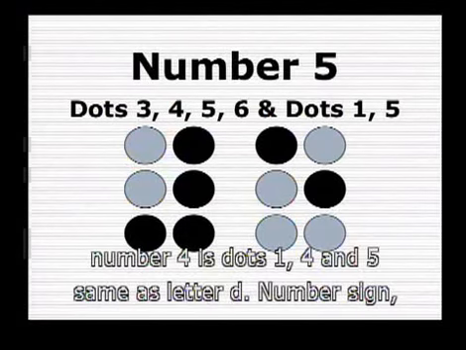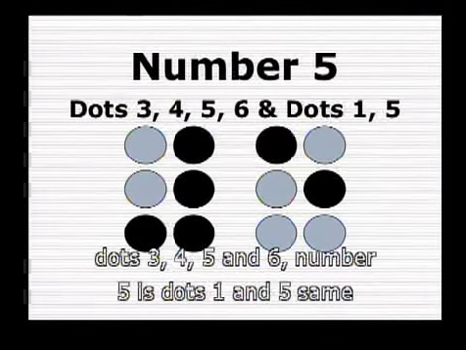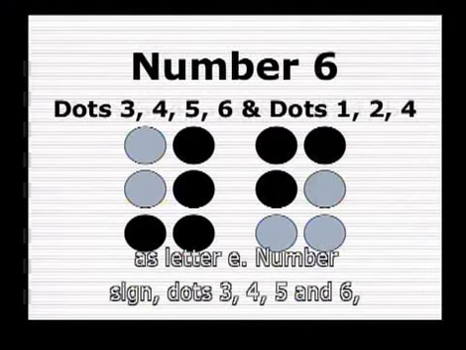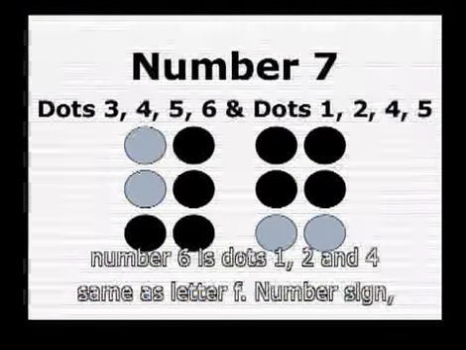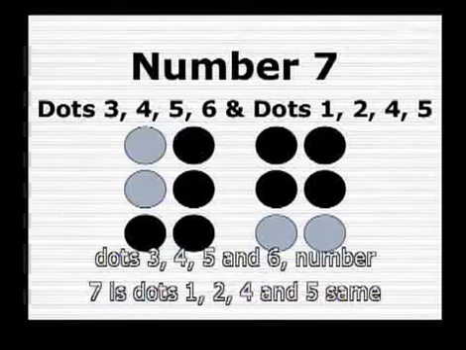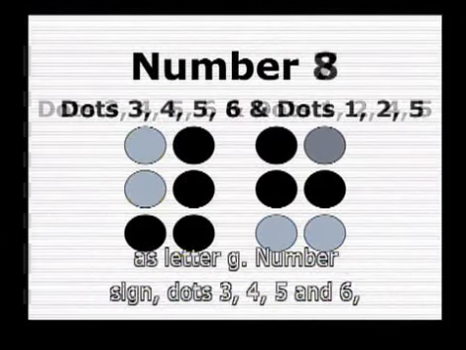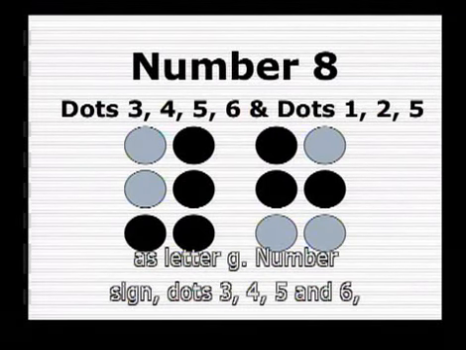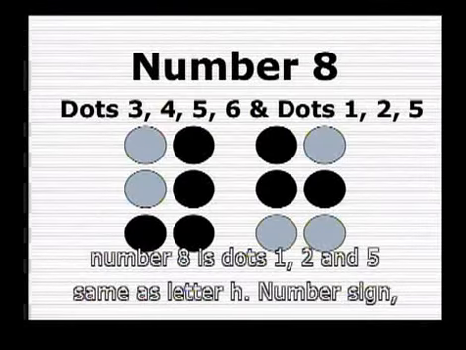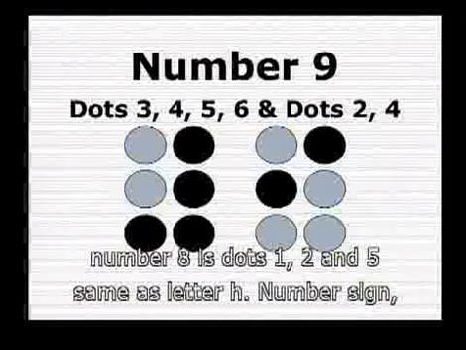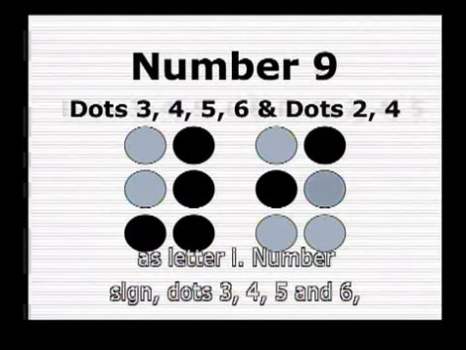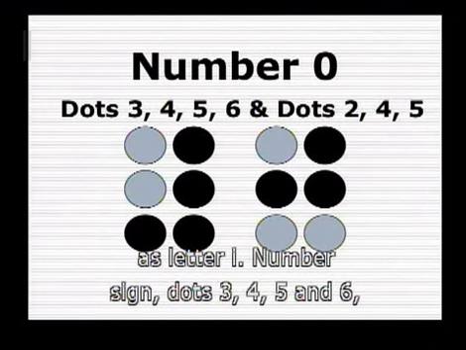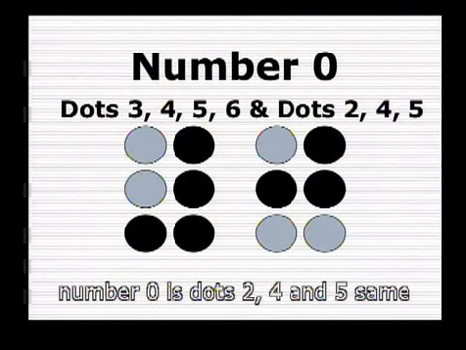Number sign, then number 5 is dots 1 and 5, same as letter E. Number sign, then number 6 is dots 1, 2, and 4, same as letter F. Number sign, then number 7 is dots 1, 2, 4, and 5, same as letter G. Number sign, then number 8 is dots 1, 2, and 5, same as letter H. Number sign, then number 9 is dots 2 and 4, same as letter I. Number sign, then number 0 is dots 2, 4, and 5, same as letter J.